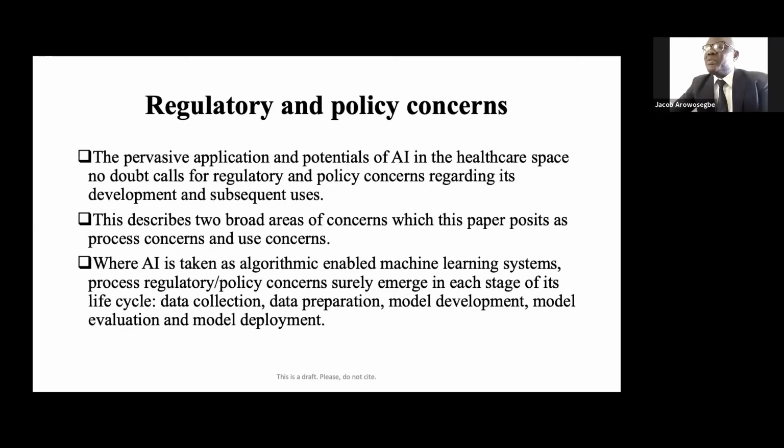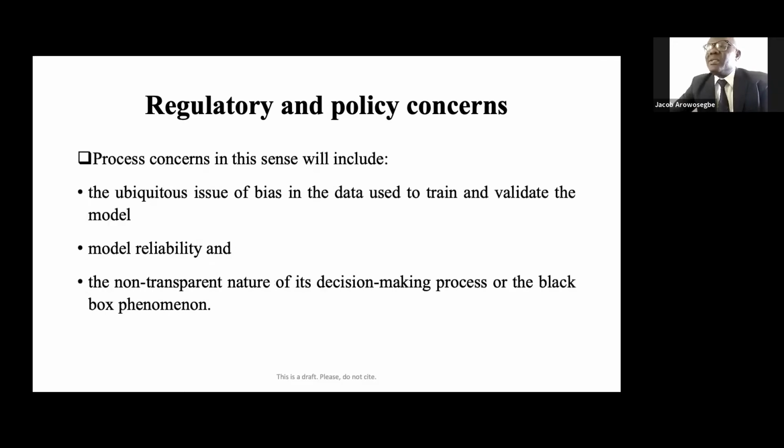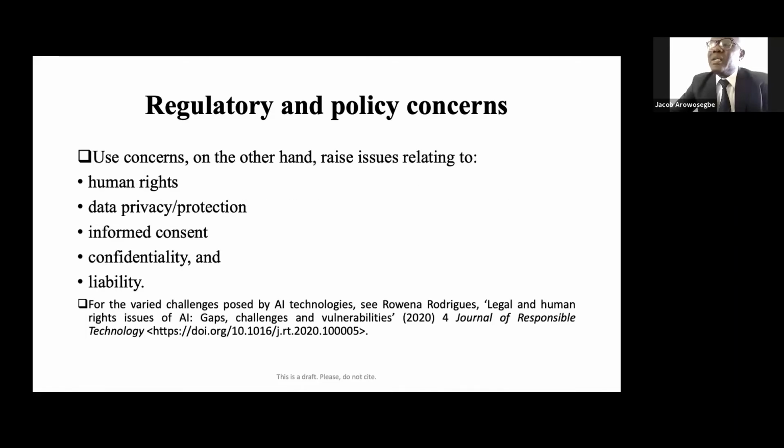There are two broad areas of concern which I'm looking at, and these are what I refer to as process concerns and use concerns. For process concerns, there are issues in the area of data bias, that is the data that is used to train and validate the model, and then the next one is that of model reliability and the transparency problem, which Dr. Denelli talked about the other time. The use concerns are in the area of human rights, possible human rights infringement through the use of AI systems, and then, of course, data privacy or protection, informed consent, confidentiality, and liability.